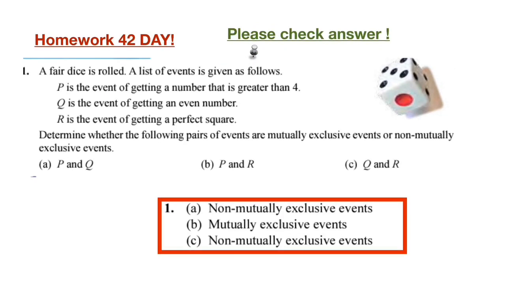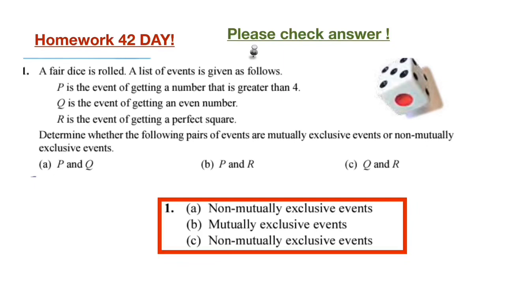Let's discuss the answer. P and Q. P is a number that is greater than 4, so you have 5 and 6, right? Q is the event of getting an even number, so you have 2, 4, and 6. So it seems like you have a common element between set P and set Q. Intersect, right? P and Q intersect. So when it intersects, it is not a mutually exclusive event. So P and Q are non-mutually exclusive events.